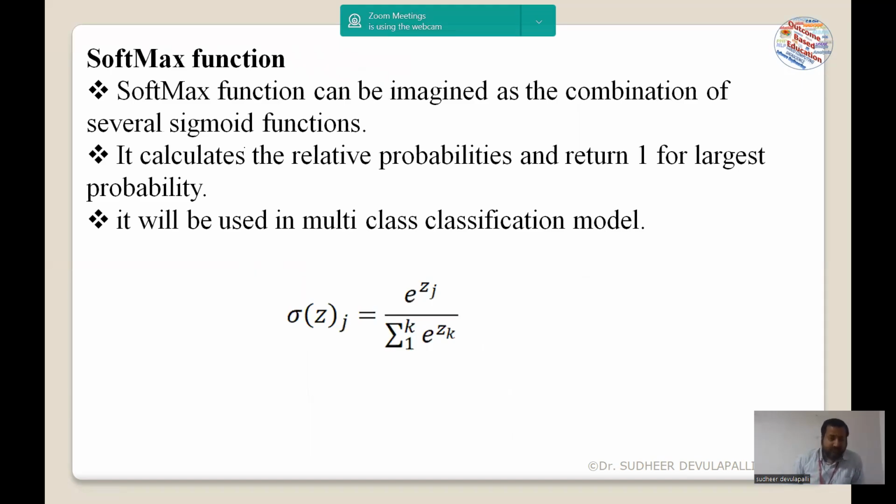And we also have another activation function, softmax. We can say simply that it is a combination of several sigmoid functions. The softmax is used to calculate relative probabilities. If you have multiple classes, you can use the softmax layer. This is the formula for the softmax classification: e power z of j, for that particular class, divided by the sum over all classes of e power zk. So this is represented in this manner.